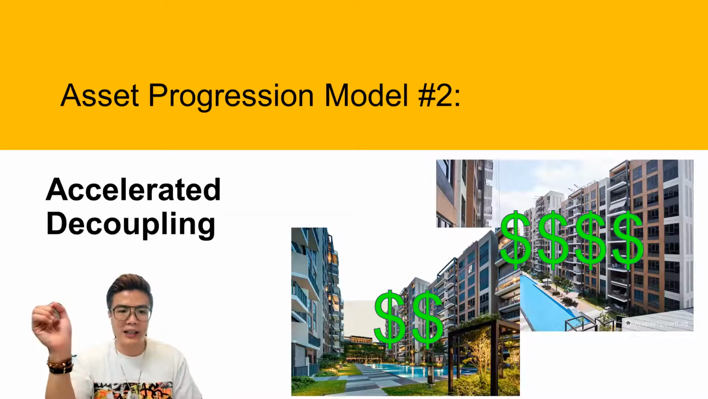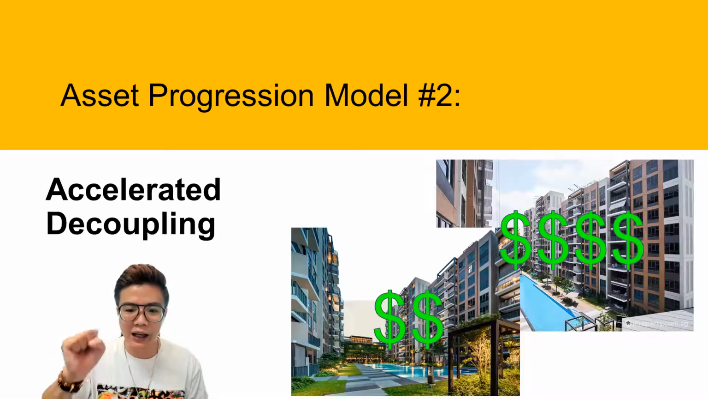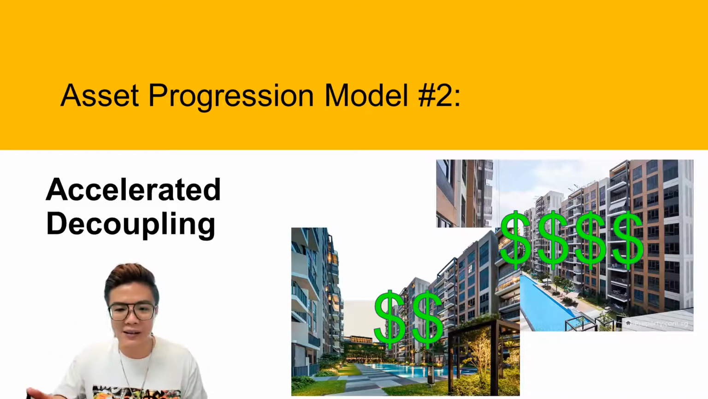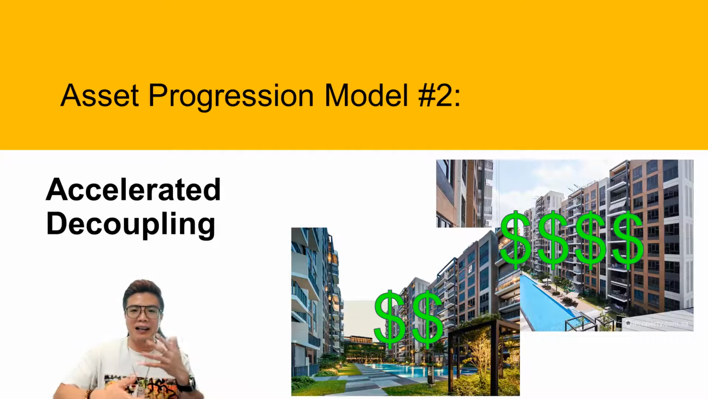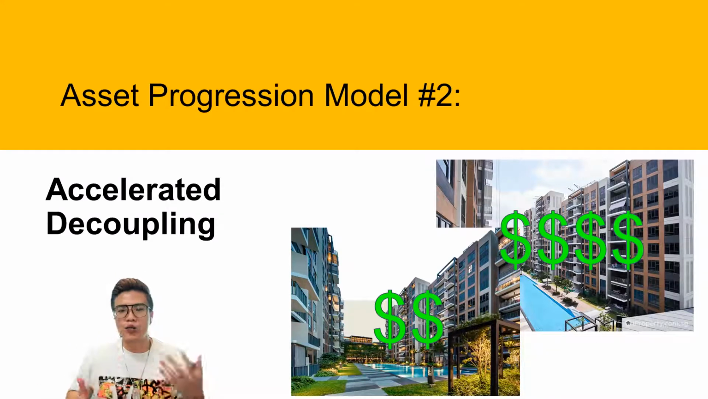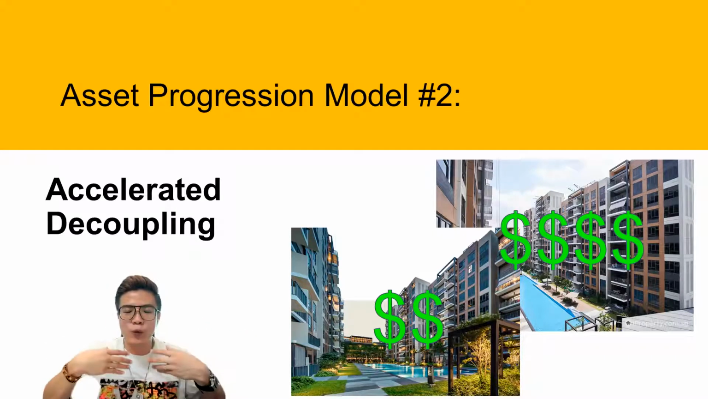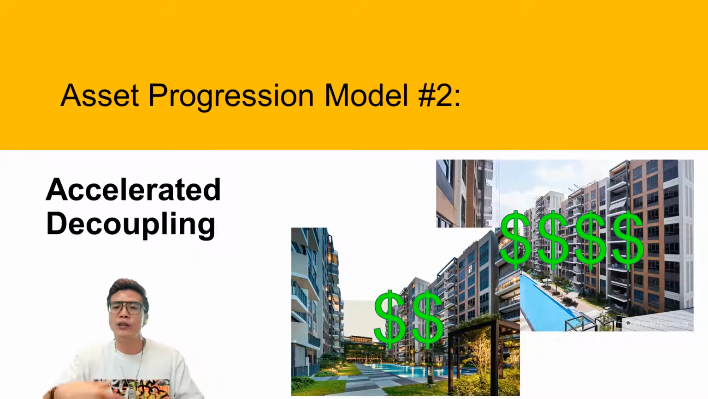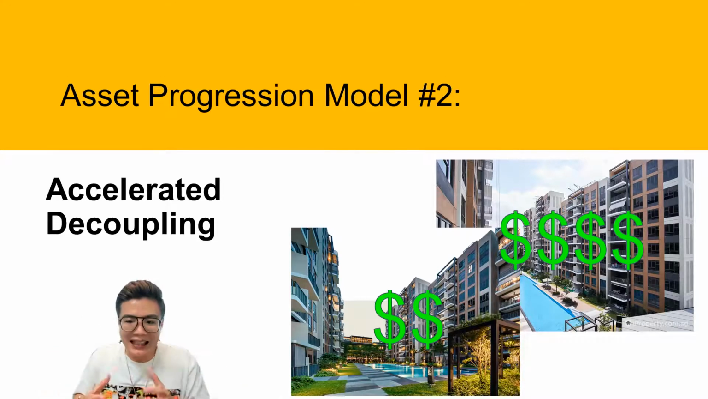The second model will be the asset progression model number 2, which is the accelerated decoupling. This model I did a lot over the past season. No doubt, because I have 13 years in the industry, for the first 5 years my clients have already upgraded to a private property, and they are happily sitting on the private property. Over the years, their private property has appreciated, and that's where they have new needs. Their new needs can be that they want a bigger house, or they want to leverage on how they can make more rather than sitting on one property.